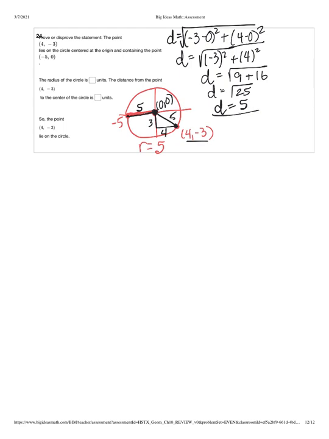Our radius is 5. So let's see, the radius of the circle is 5 units. We just found that. We also found it on our original graph. The distance from the point 4, -3 to the center of the circle is 5 units. So the point 4, -3 does lie on the circle. So this is a yes. I'm not sure what your options are, but that's a yes.